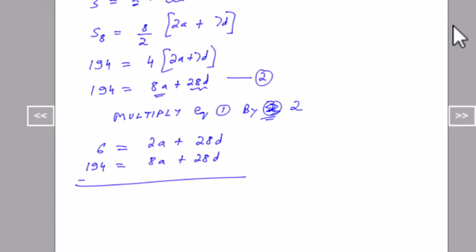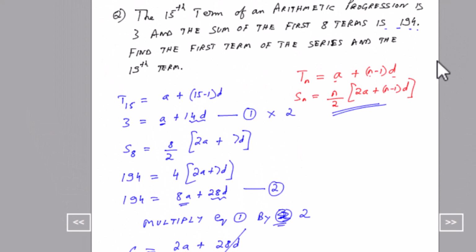Now if we subtract the whole thing, 28d minus 28d cancels out. So 6 minus 194 is minus 188, equal to 2 minus 8, which is minus 6a. The minus also cancels out. So a equal to 188 by 6, or 94 by 3. So this is the first term.